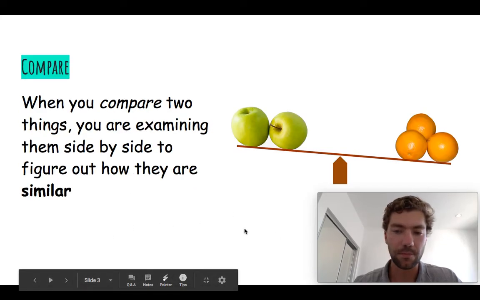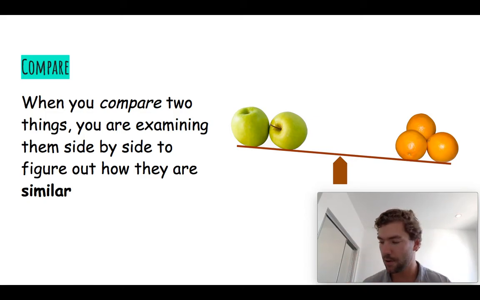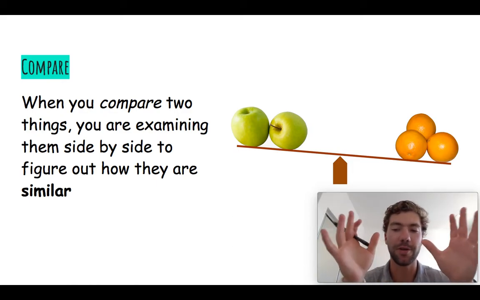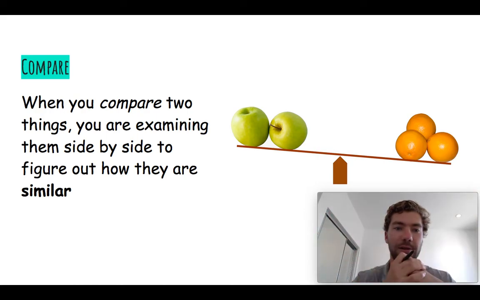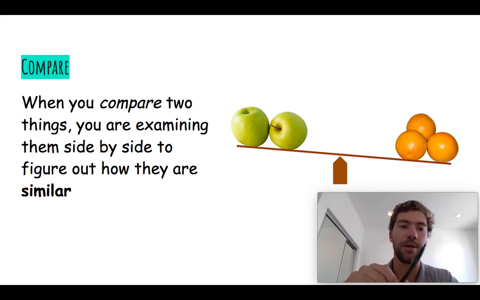Okay. So the first word I'm going to talk about is compare. We did a lot with comparing and contrasting. Whenever we do the Venn diagram, the 2 circles overlapping with the one in the middle, that is when you compare and contrast 2 different things. First we want to define the word compare. When you compare things, you are examining them side by side to figure out how they are similar. Similar is the most important word here. Whenever you see compare, you want to think similar.